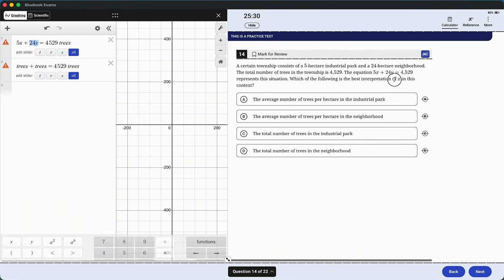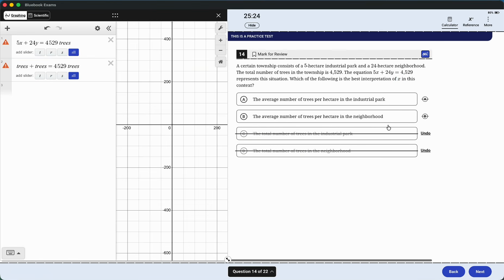That's not what this question is asking us about. It's not asking about 5x or 24y. So it's not going to be about the total number of trees, right? And then the final thing is x is with 5, and 5 was for the industrial park. So you know it's A and not B, right? If you remember this idea, and this is a common question, I've seen it in a bunch of tests. If you watched the videos before, you've probably seen a very similar question, right? There are common things that you'll repeatedly see, and once you understand them, they're really simple.